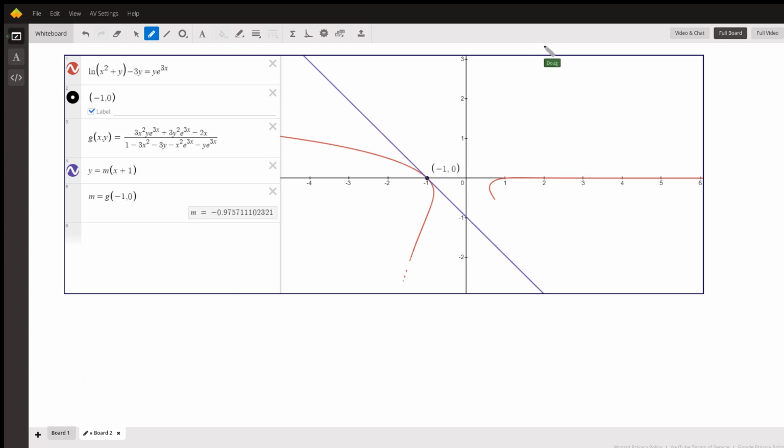But if we go to board 2, here's what y prime, or g of x, y, looks like in terms of x and y, where I actually did remove all the parentheses. And if I evaluate g at (-1, 0), I get that as the slope of the tangent line at that point. And if I write the equation of the tangent line at the point (-1, 0), it looks indeed like that is a tangent line. So I'm fairly confident that that is y prime in terms of x and y.